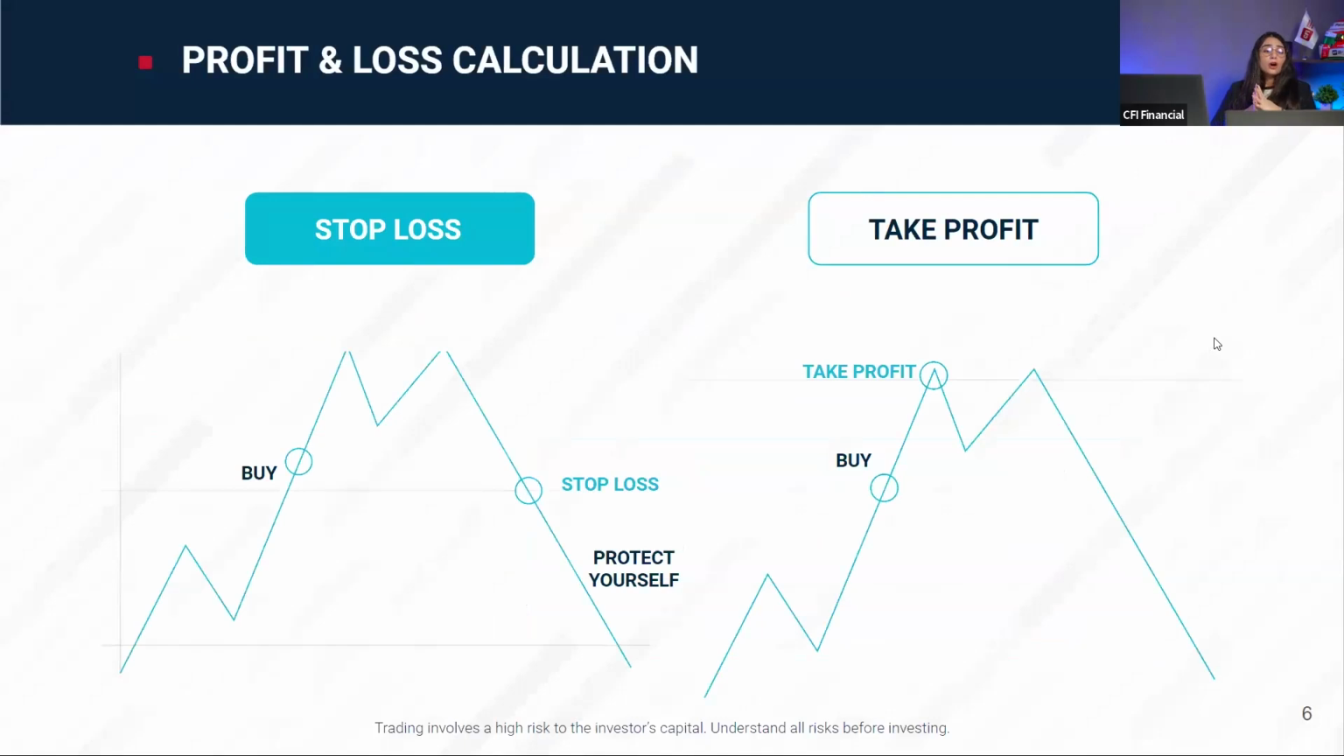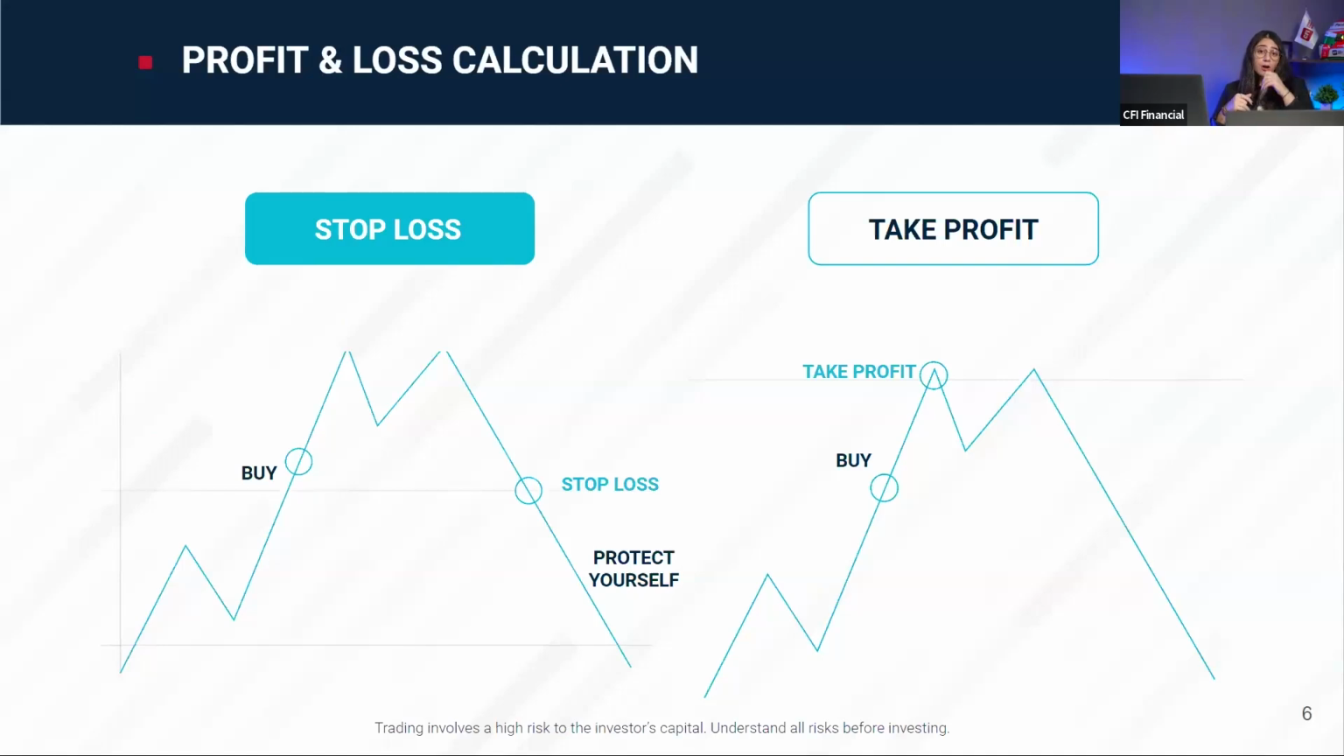Next, we're going to move on to the profit and loss calculation. It is very important to take into consideration by using these tools because they're going to protect me whether the trade moved in my favor or whether the trade did not move in my favor. Now, what do I mean by that? I'm going to explain it to you by using an example.